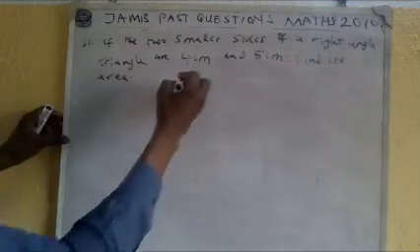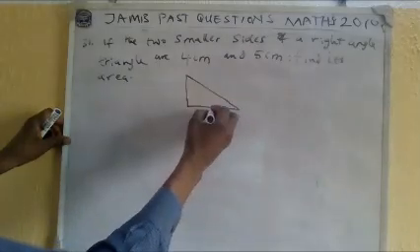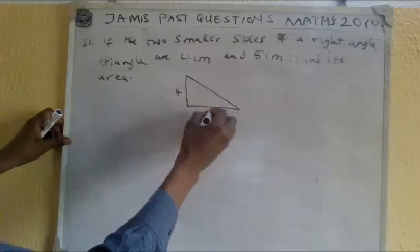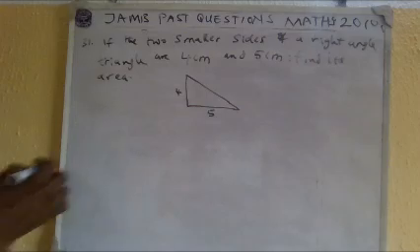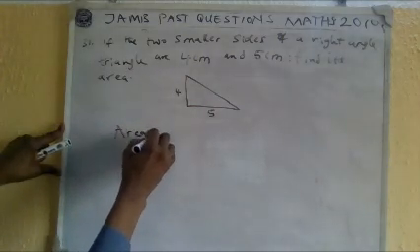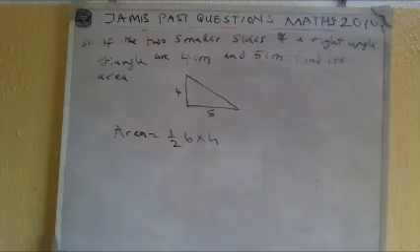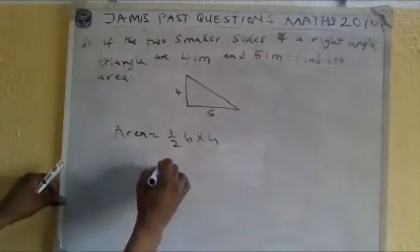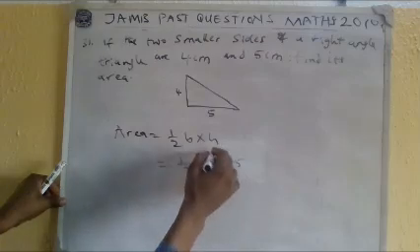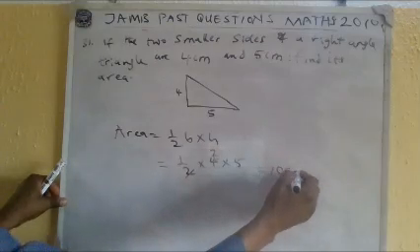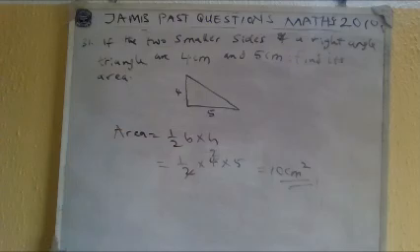Because the bigger side of the triangle is the hypotenuse. So they have just told you that this side is 4, this side is 5. That's what they have told you. So what is the area of the triangle? Area is equal to half base times height, and this is the simplest question in JAMB this year, except you don't know the area of a triangle. Half times 4 times 5. Answer, 10 cm squared. Simplest question. 32.